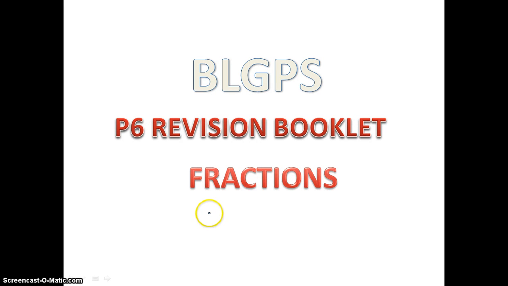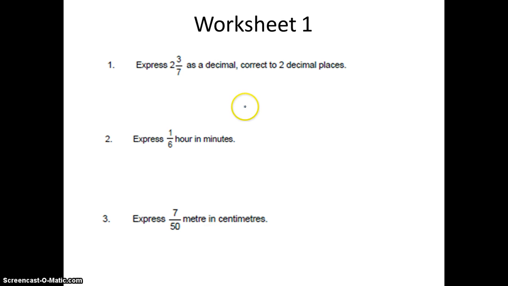Hi everyone, let's look at our Boon Lay Garden Primary School P6 revision booklet on fractions. We are going to work out the solutions for the worksheets in the topic on fractions. Question 1. Express 2 and 3/7 as a decimal, correct to 2 decimal places.